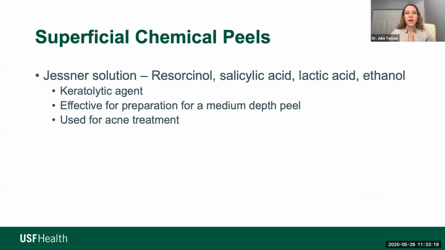And then one of the other superficial chemical peels, I'm sorry, is Jessner's solution, which actually combines 2 alcohols and 2 acids. So resorcinol, salicylic acid, lactic acid, and ethanol. It's a keratolytic agent. So again, it's going to cause a sloughing of the superficial skin. It's used very commonly for acne treatment, but it's also an extremely effective preparation for a medium depth peel, which we'll discuss in a moment.